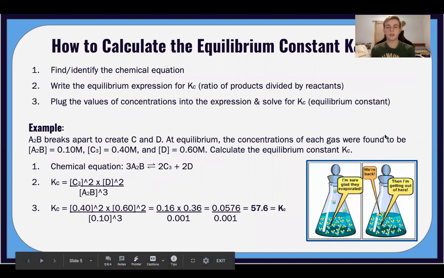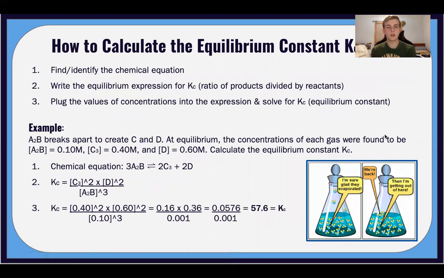So how do we calculate the equilibrium constant Kc? Well, first we have to identify the chemical equation. If it's given to us, that's great. Otherwise, we have to find it. Then we write the equilibrium expression for Kc, which is the ratio of the products divided by the reactants. And then lastly, we plug the values of concentrations into the expression and solve for Kc, which is our equilibrium constant. And I just have a simple example down here at the bottom.